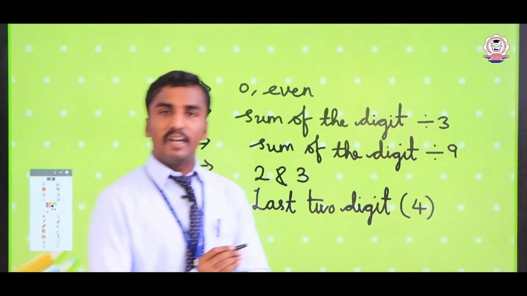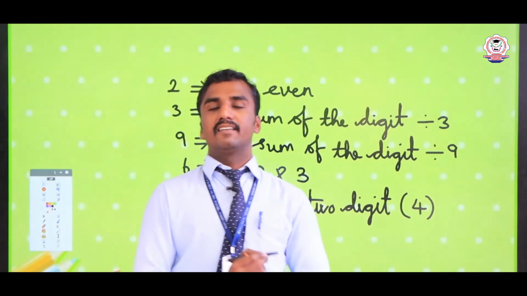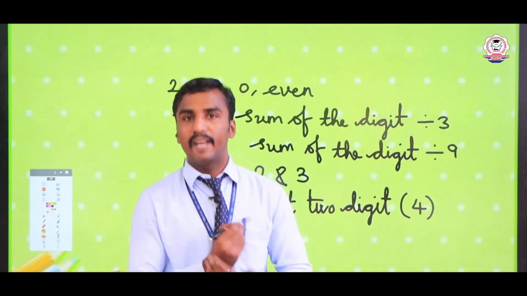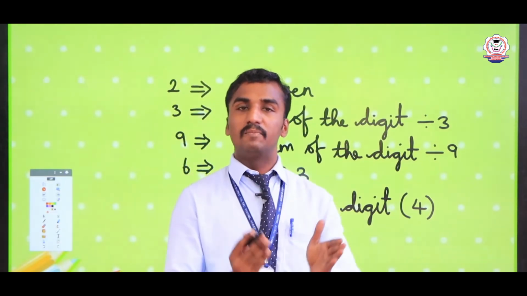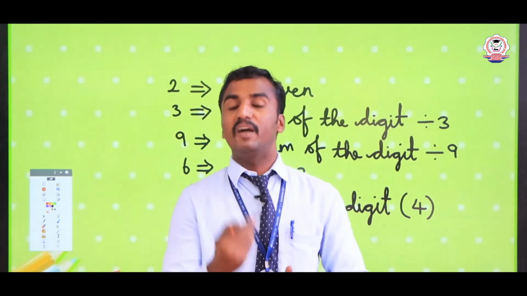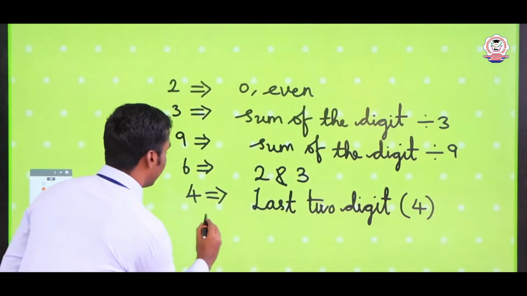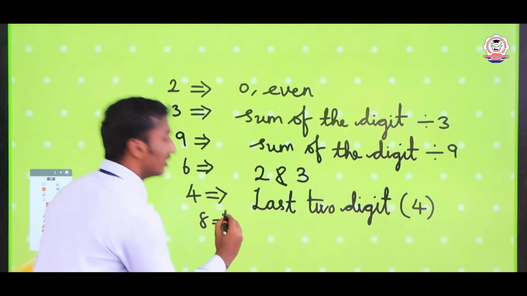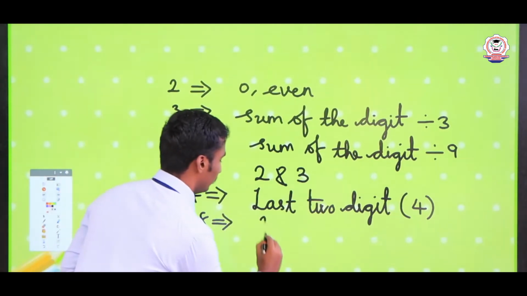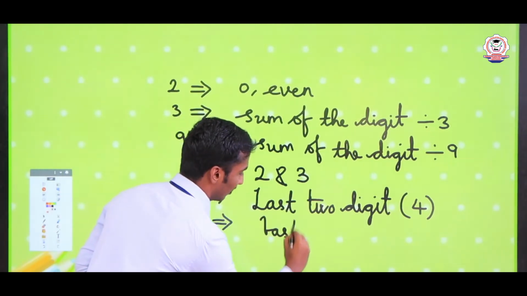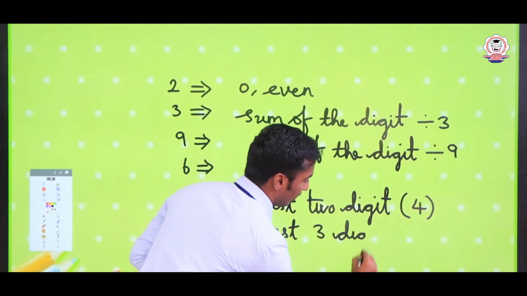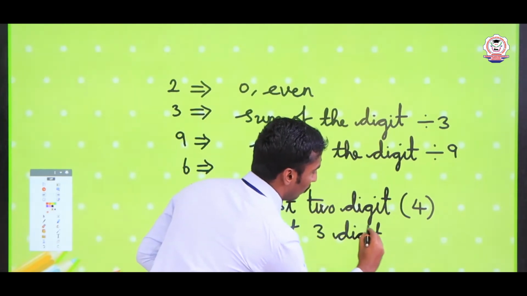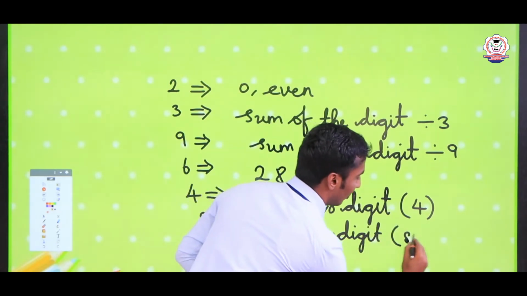In the same way, the divisible by 8 condition. What is the divisible by 8 condition? Very good. Last 3 digits. If the last 3 digits are divisible by 8, then the whole number is also divisible by 8. So this is the divisible by 8 condition: last 3 digits.